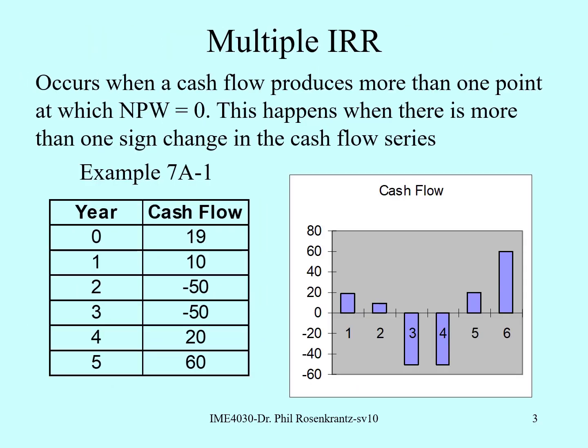Here is an example of a series of cash flows where we have more than one sign change in the direction of the cash flows over the useful life. This is one of the types of situations where we have to make some adjustments in order to get a realistic answer.